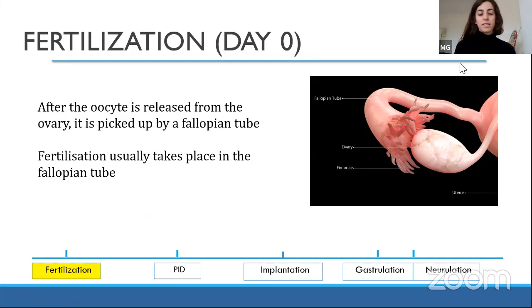So fertilization is day 0. After the oocyte is released from the ovary, over here, oops, sorry, my mouse is gone. After the oocyte is released from the ovary, it is picked up by the fallopian tube, which you can see, and fertilization usually takes place in the fallopian tube.